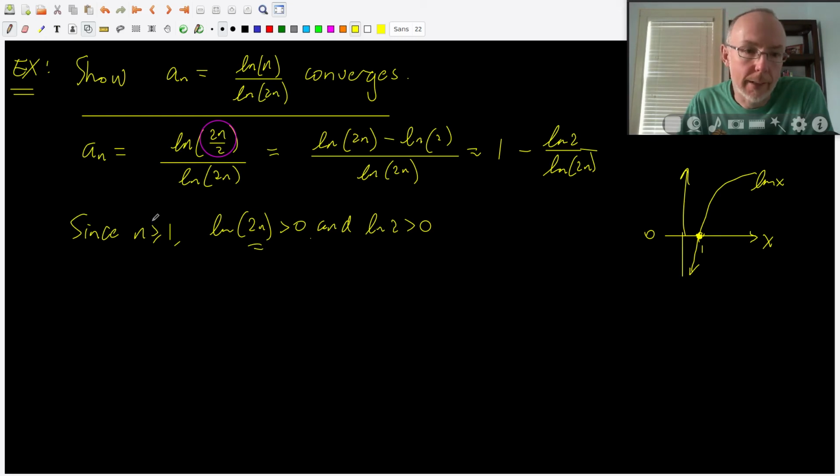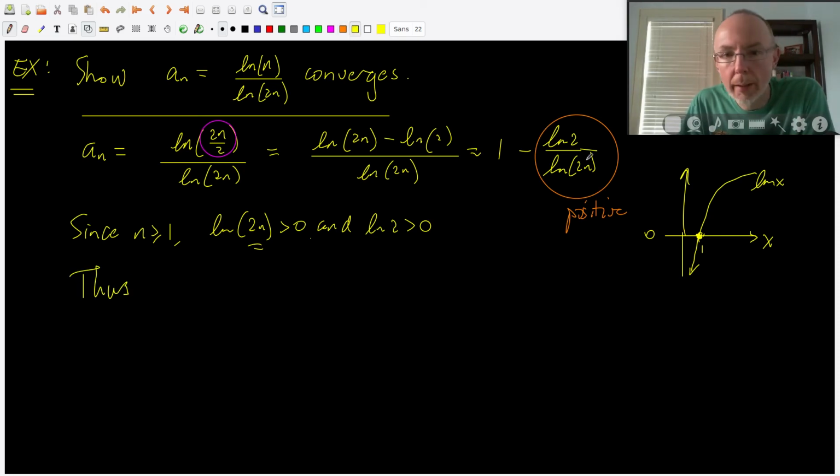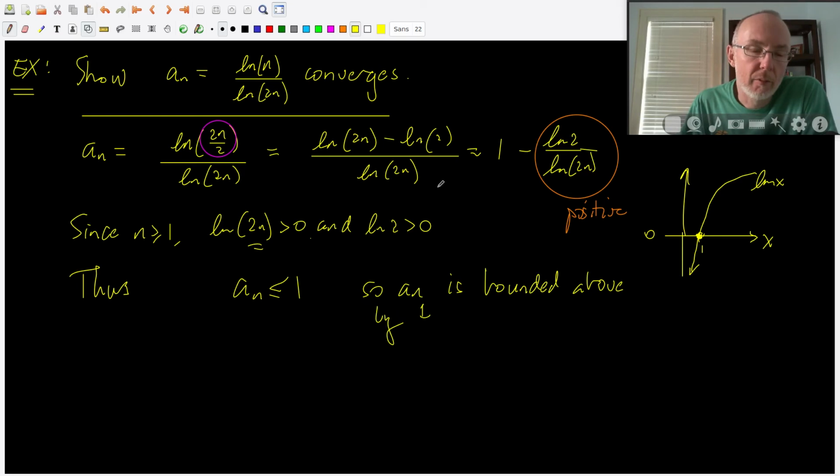And if n is at least 1, then 2n has got to be bigger than or equal to 2, in fact. So I'm plugging in numbers bigger than 1 here. This is bigger than 1. So the log function is going to be positive. So the whole point of that argument is that this value here, this is positive. Right? So notice what that tells me immediately. If I'm taking 1 and I'm subtracting a positive number, the a sub n value is less than or equal to 1. So it's bounded above. Right, another way to put it, a sub n is bounded above. It's bounded above by 1.